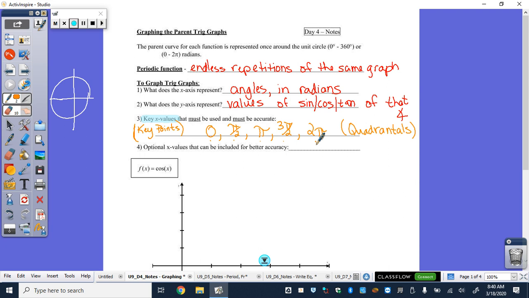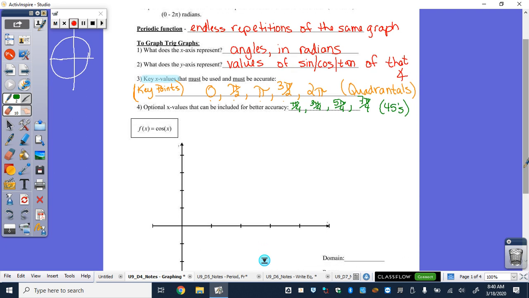Some optional ones that you could use if you needed to would be your 45s, so again, you can use those to get you some more information if you needed it to, but the main ones we need to focus on are these ones up here in number 3. Those are our key values that we want to use.